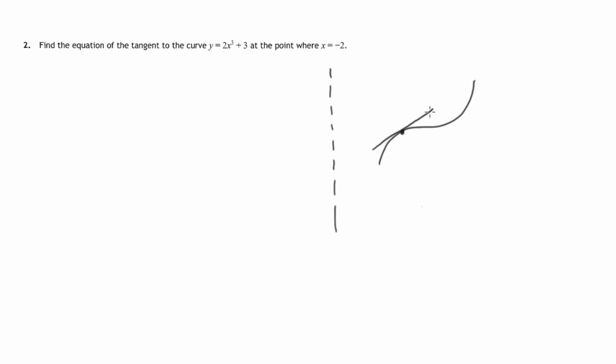The tangent is a straight line. And to find the equation of a straight line, we need to know a point on that line, and we need to know the gradient of the line. And if we know these two things, the equation is y minus b equals m(x minus a). So that's the formula that we're going to be using.